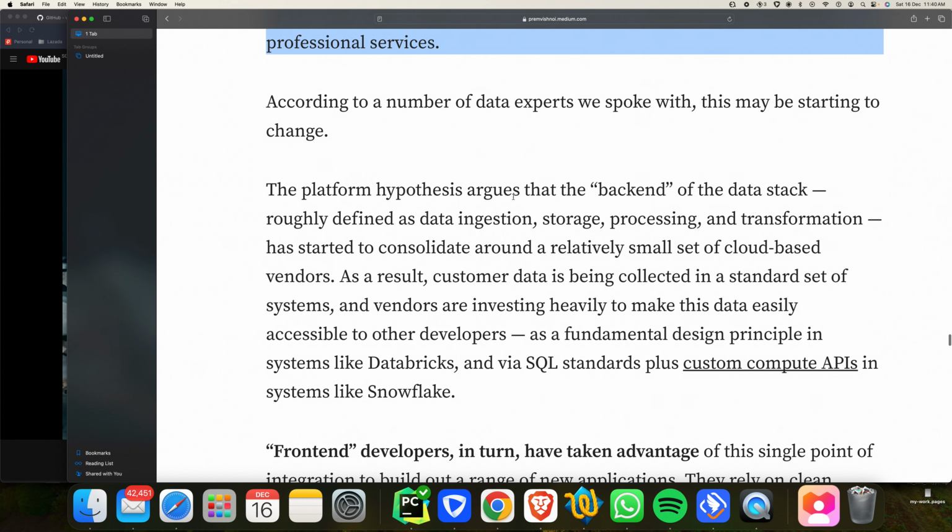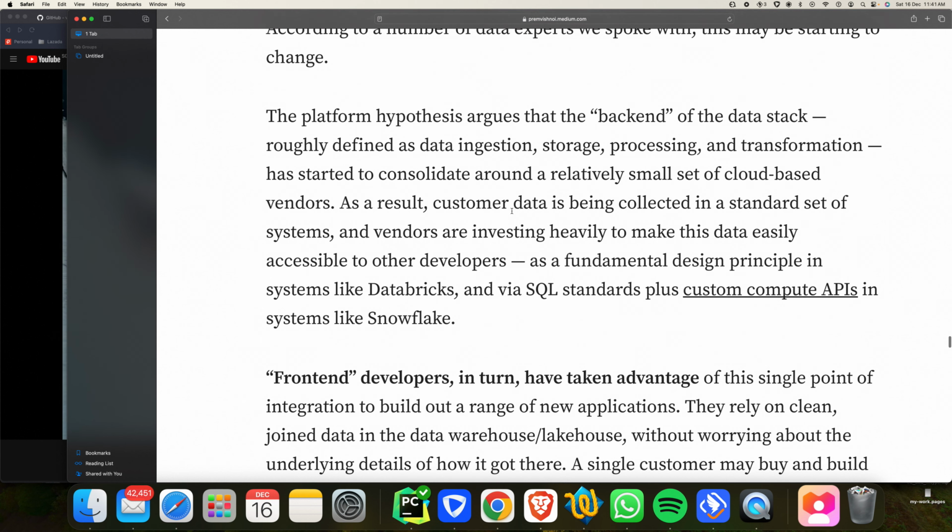The platform hypothesis argues that the back end of the data stack, defined as data ingestion, storage, processing and transformation, has started to consolidate around a relatively small set of cloud-based vendors. As a result, customer data is being collected in a standard set of systems, and the vendors are investing heavily to make this data easily accessible to other developers.